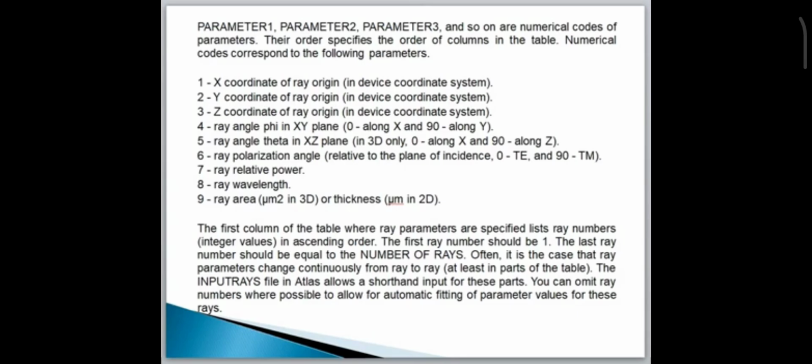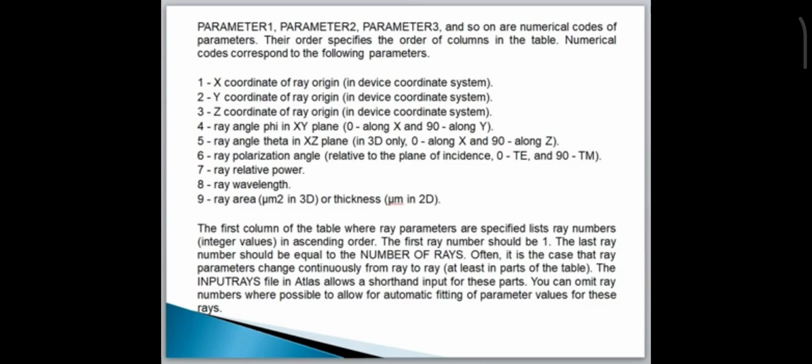The fifth is the ray angle theta in the xz plane, in 3D only: 0 degrees along the x-axis and 90 degrees along the z-axis. Next is the ray polarization angle relative to the plane of incidence. Next, ray relative power. Next, you define the ray wavelength, number 8. Number 9 is the ray area in micrometer square in 3D, or thickness in micrometers in 2D.